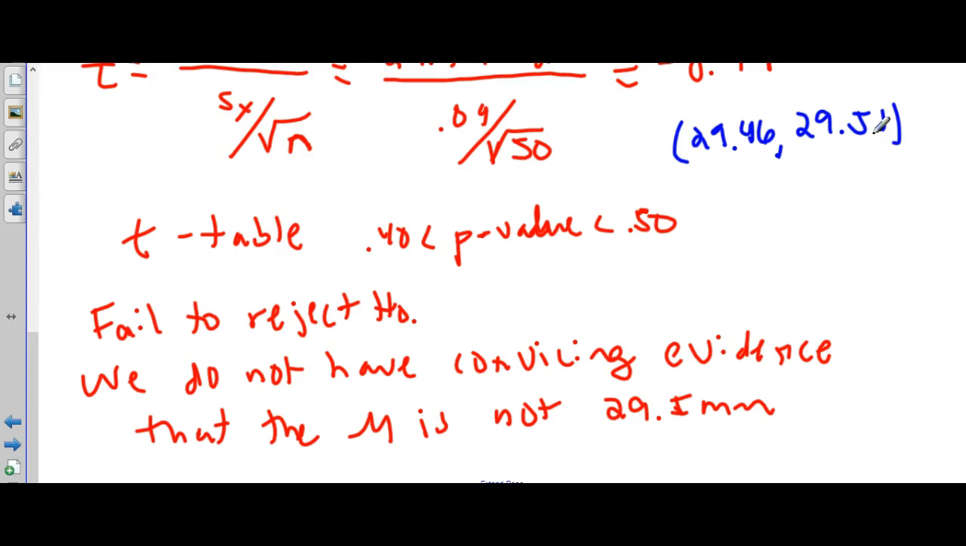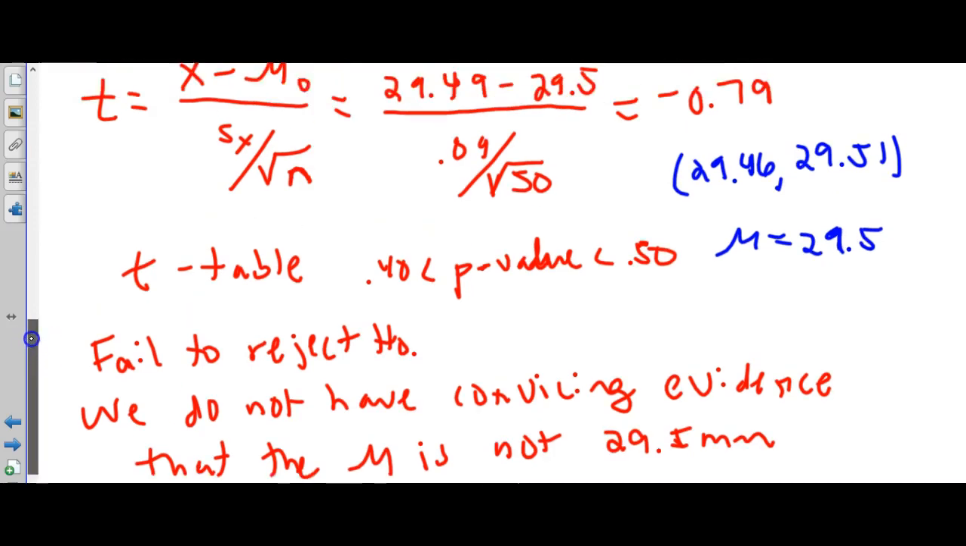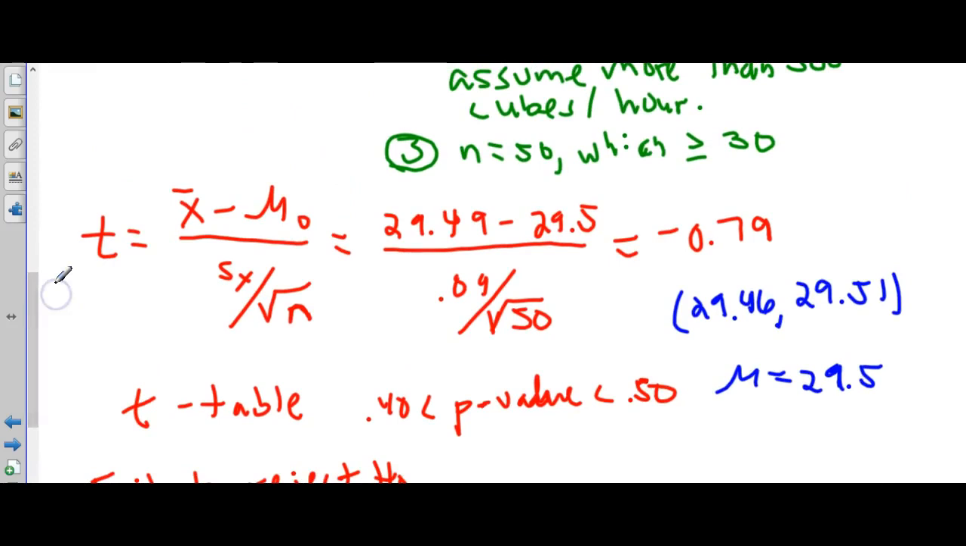So if you think about it, our null hypothesis was mu equal 29.5, and notice 29.5 is in this interval. So the fact that 29.5 is in this interval means 29.5 is a plausible value for the population mean, which is in agreement with what we concluded for the hypothesis test. By the way, you can do this entire hypothesis test in terms of the test statistic and p-value on your calculator, so let's take a look at how to do that.